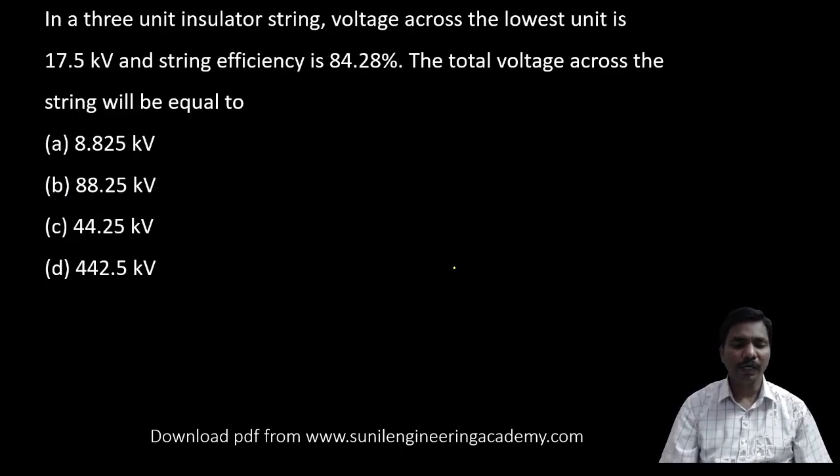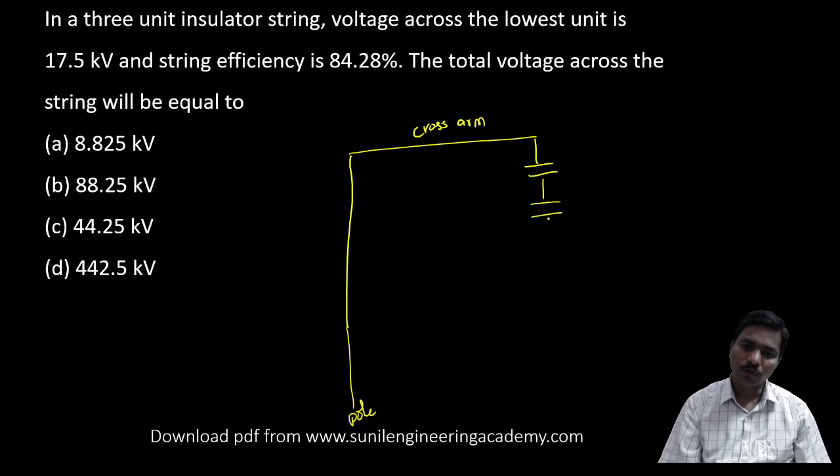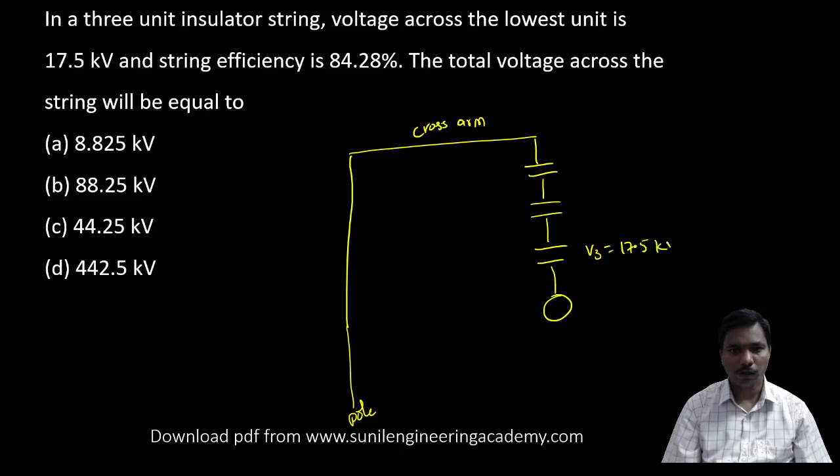In a 3-unit insulator string, the voltage across the lowest disc... Pole, cross arm, 1 disc, 2 disc, 3 disc. What they have given? Voltage across the lowest, V3 is equal to 17.5 kilovolt. And string efficiency is given as 84.28. The total voltage across the string will be... What is the total voltage across the string?